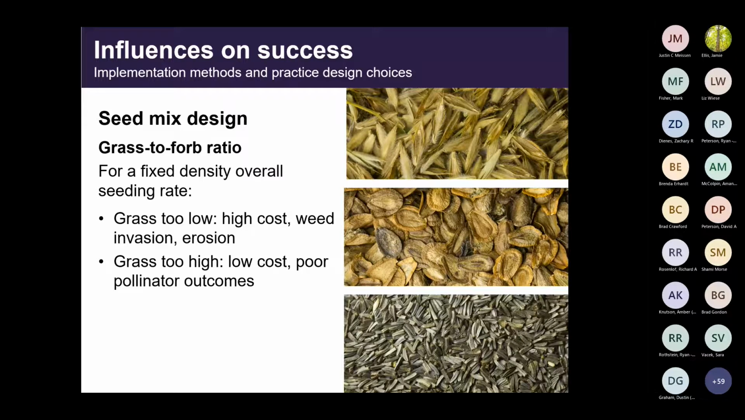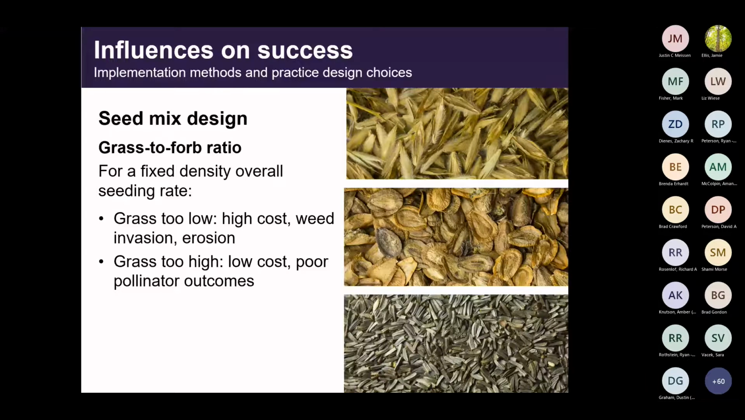And so, from a cost perspective, seed mixes with a high grass-to-forb ratio tend to be a lot less expensive than seed mixes with a low grass-to-forb ratio, because grass seed is generally less expensive than forb seed. But designing a mix in which the seeding rate of one functional group is either too high or too low, that can have potentially some adverse effects on specific ecological outcomes.